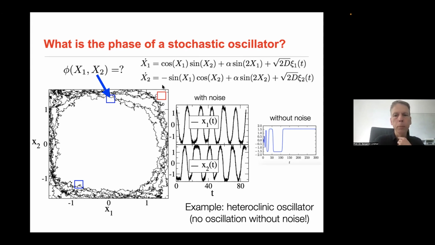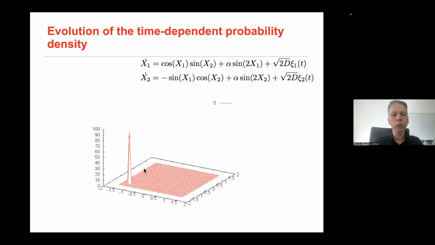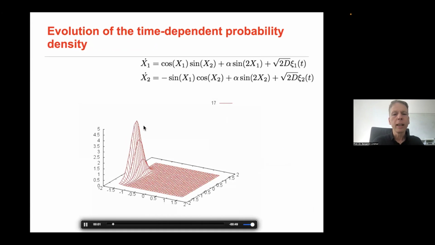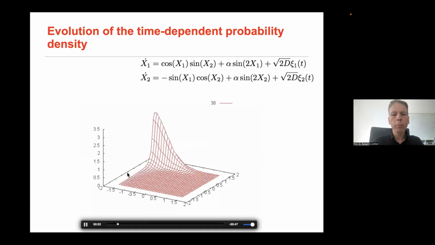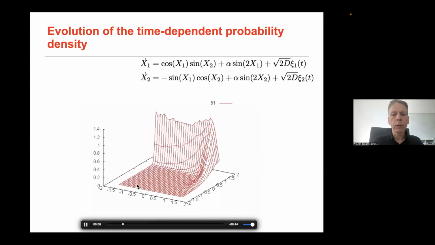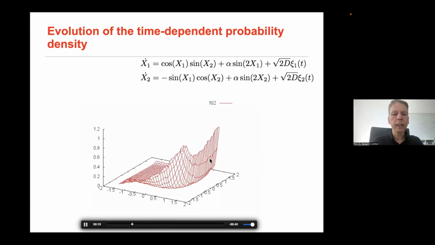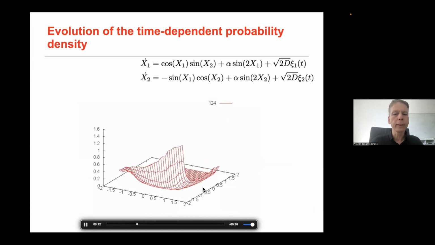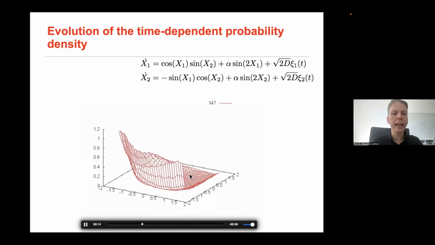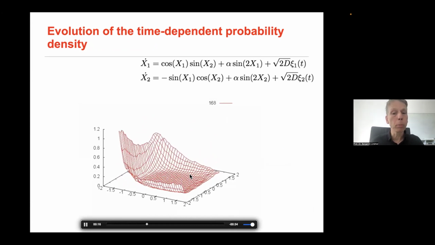Imagine that I start a bunch of trajectories here, all at the same value, say here in the left lower corner. And then I look at the evolution of an ensemble of such trajectories. What will happen is shown here in this little animation. The peak of probability will travel around the square. You see that. And it will lose its phase coherence in the long run, obviously, and you will end up with a stationary probability density.